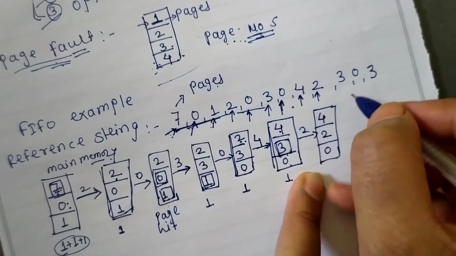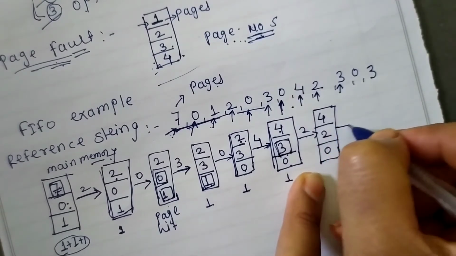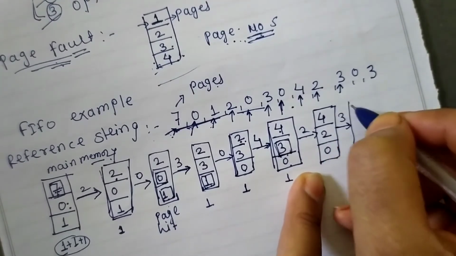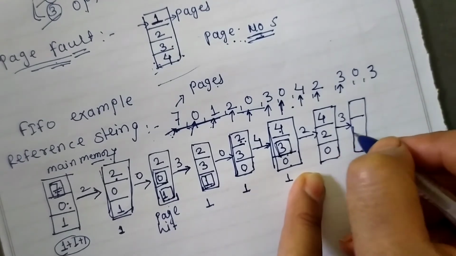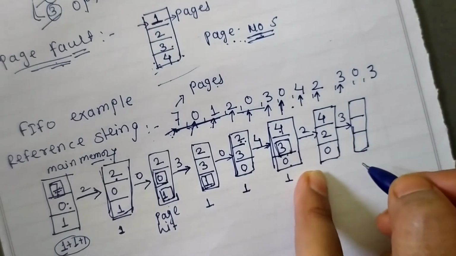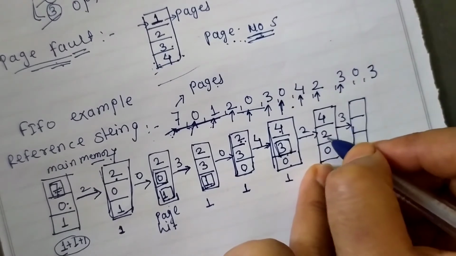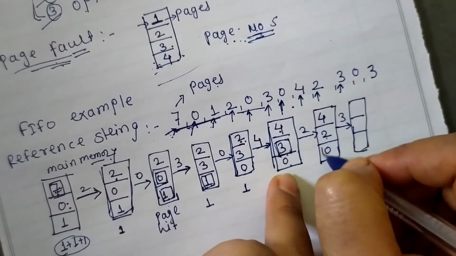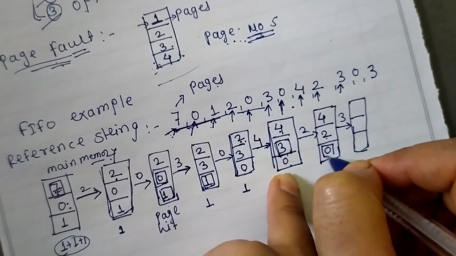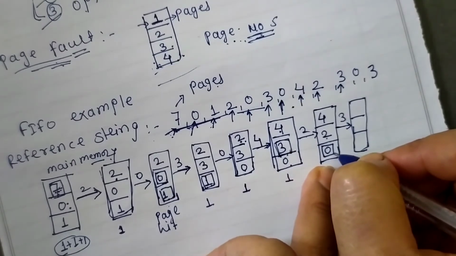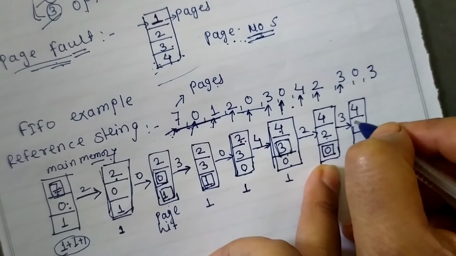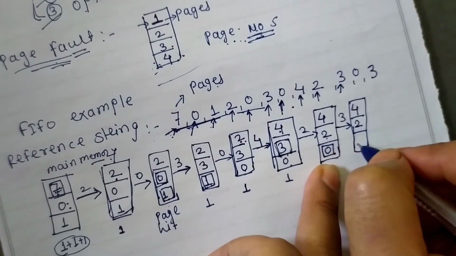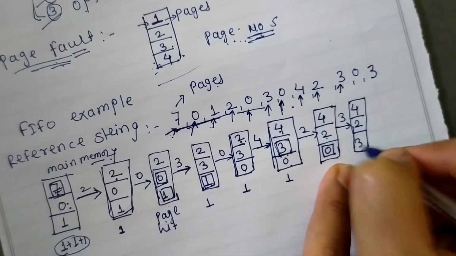Now next 3 is there. I have to store 3 into the main memory. 3 is not available, so I have to replace one page from the main memory. I have to replace the first entered value, 0. I have to replace 0 for storing 3. So 4 here I will store, here I will store 2, and here I will store 3.